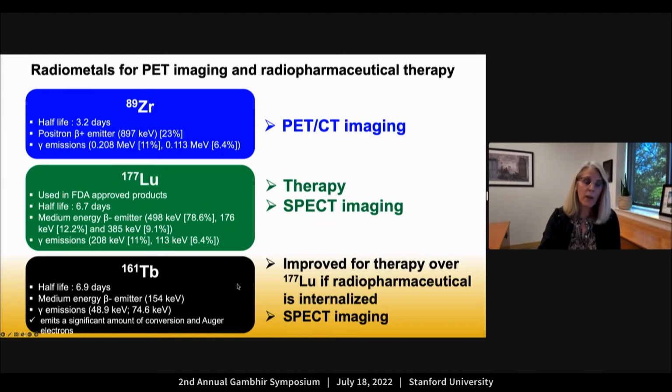And a new radionuclide that is being tested right now in Europe in a few clinical trials, but is pretty new to the United States, is terbium-161. The benefit over lutetium-177, they are pretty equal in all ways, except that there's a significant amount of low-energy electrons. So if we can deliver the terbium-161 inside of tumor cells, we have a better possibility of doing cell killing due to these low-energy electrons. And there's also some gamma emissions that are useful for SPECT imaging.